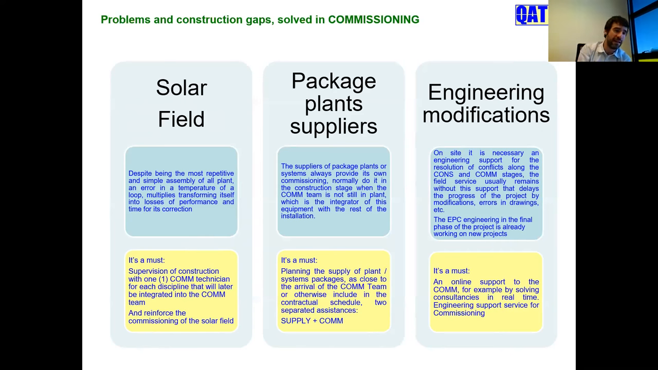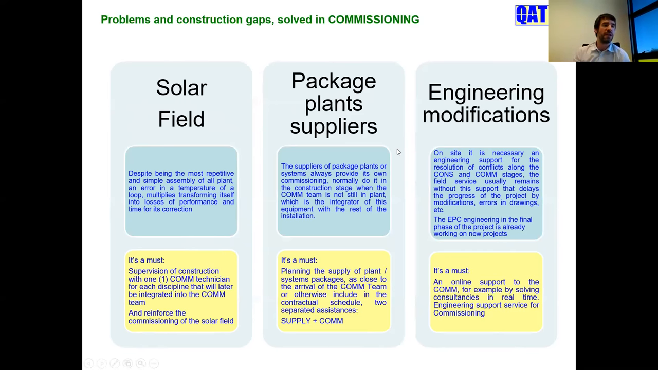But in the other plant in South Africa, Xina Solar One, we supervised the construction before the commissioning, with one commissioning technician for electrical and one for instrumentation. That shortened the commissioning from 14 months to 8 months. In 8 months, the plant was ready to sell megawatts to the network. So we always recommend having an independent company who supervises the construction. Of course, it's more expensive than a usual construction supervisor, but you earn money because you shorten the commissioning steps.